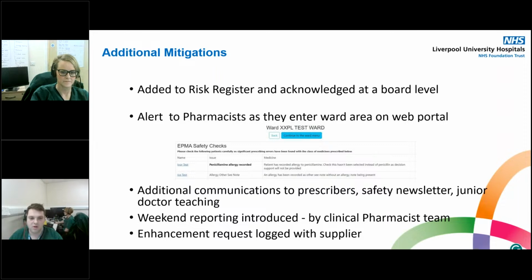But first, we sent several more communications to prescribers. We put it in a safety newsletter. It was included in face-to-face junior doctor teaching, and we also introduced weekend reporting tools as well, and that's done by the clinical pharmacy team, which they have to acknowledge at a weekend. And we've also put in an enhancement request with the supplier. So I think there's a lot of mitigations here for what seems like a really simple issue, and I can see everyone in the chat is saying that they've done very similar things. So it just goes to show how a simple issue which could possibly be fixed is draining a lot of resource from a lot of different sites. So next slide, please.